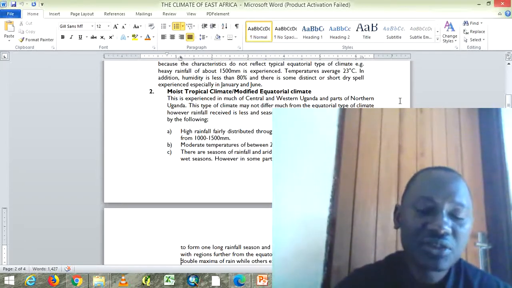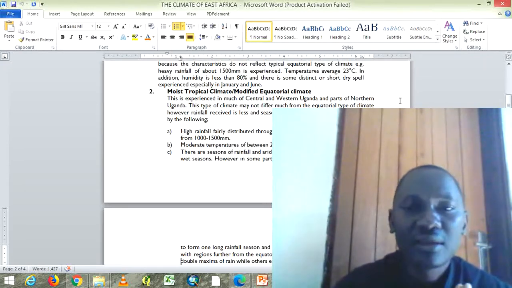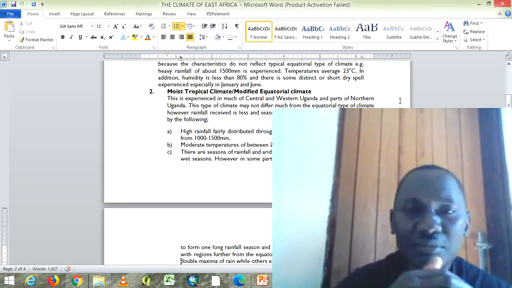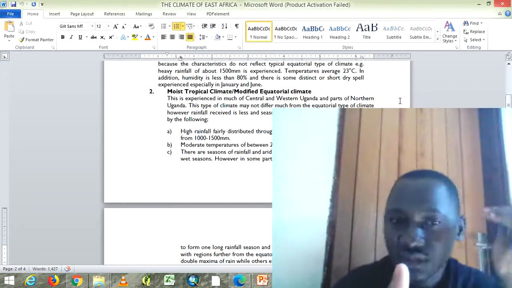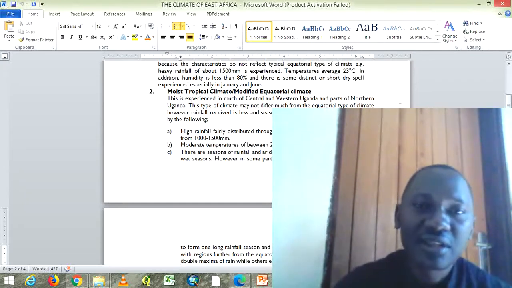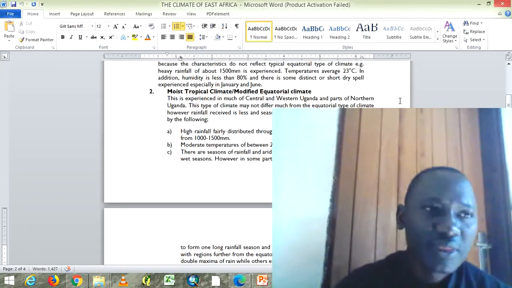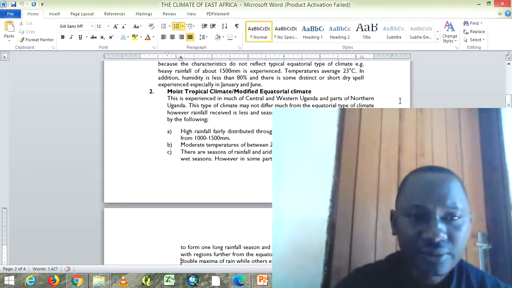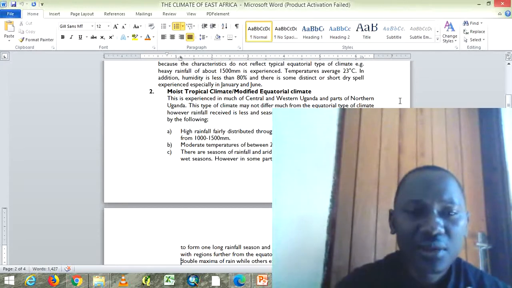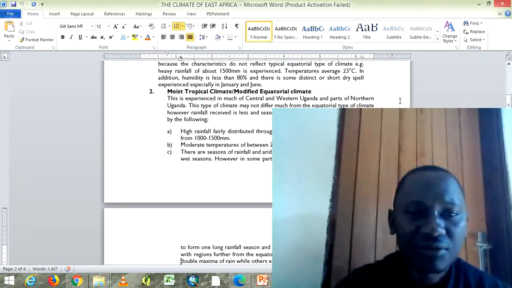Like I've already mentioned, there is man doing something about this. The impact of man is felt. In other words, man's activities have helped to alter some of the natural settings that would exist in a true equatorial climate. It is characterized by high rainfall fairly distributed throughout the year. Rainfall totals range between 1,500 to 2,000 millimeters per annum.